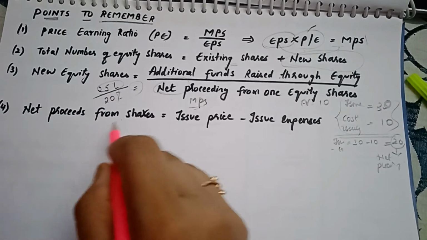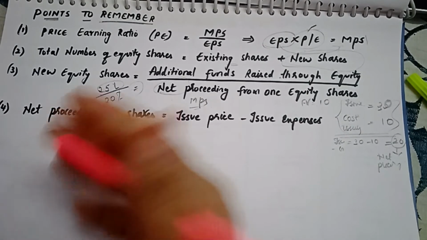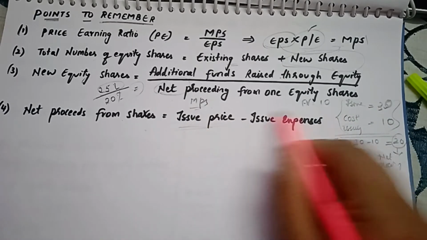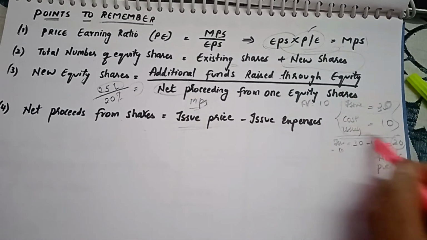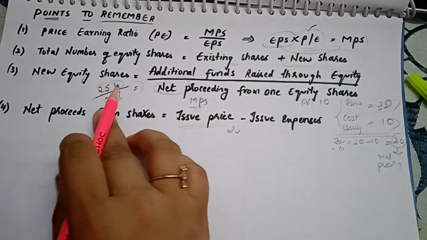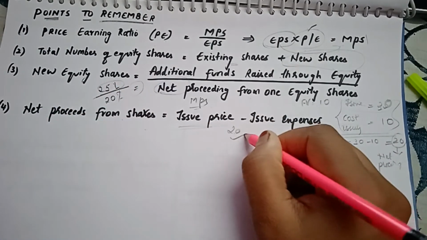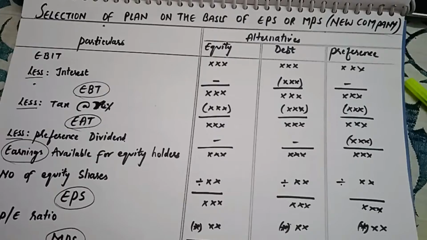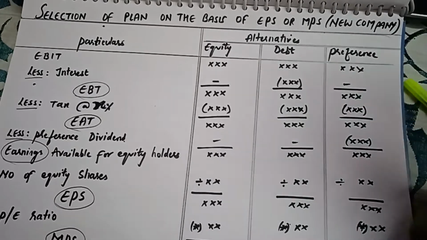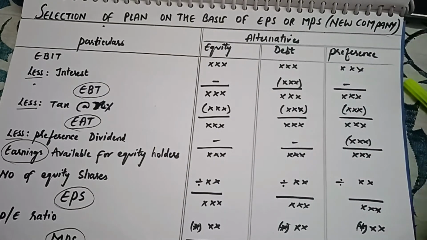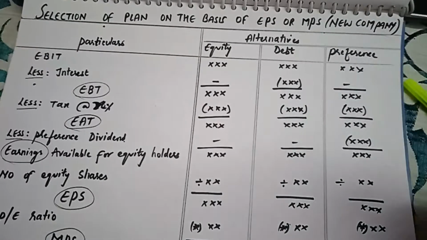Next is net proceeds from the shares. What is net proceeds? We have just now discussed that it is the issue price minus the issue expenses. Issue price is 30, issue expenses is 10, and you'll be getting 20 as the net proceeds from the shares. This is the actual proceeds which will be collected in the form of additional funds. Okay, I have discussed EBIT, EPS and everything. I just told you about the statement, how it is actually calculated. Now let's see how it is used in real life.